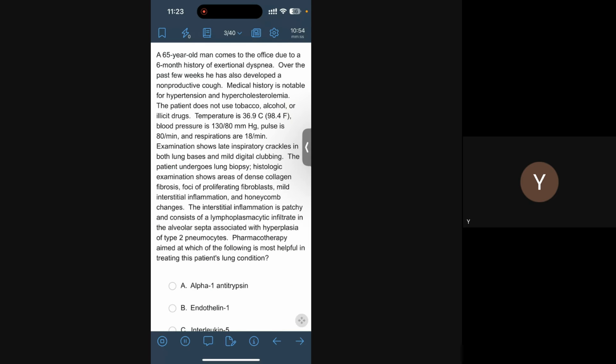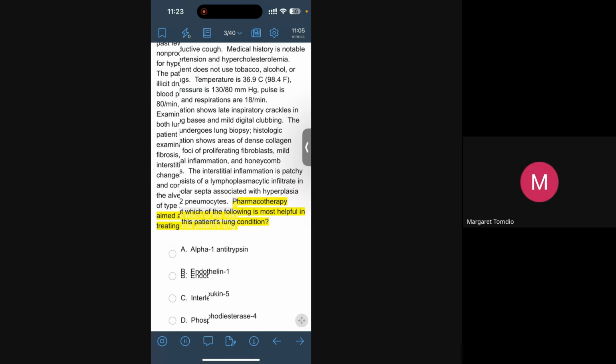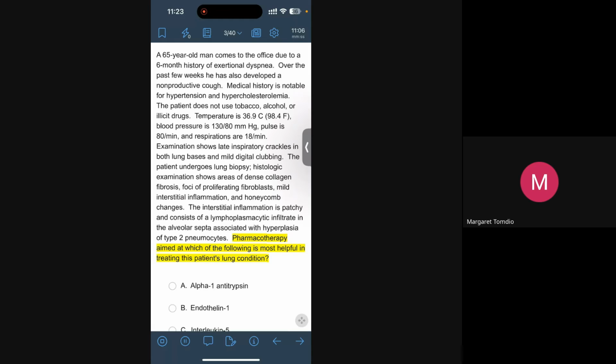Pharmacotherapy aimed at which of the following is most helpful in treating this patient's lung condition? A 65-year-old man comes to the office.